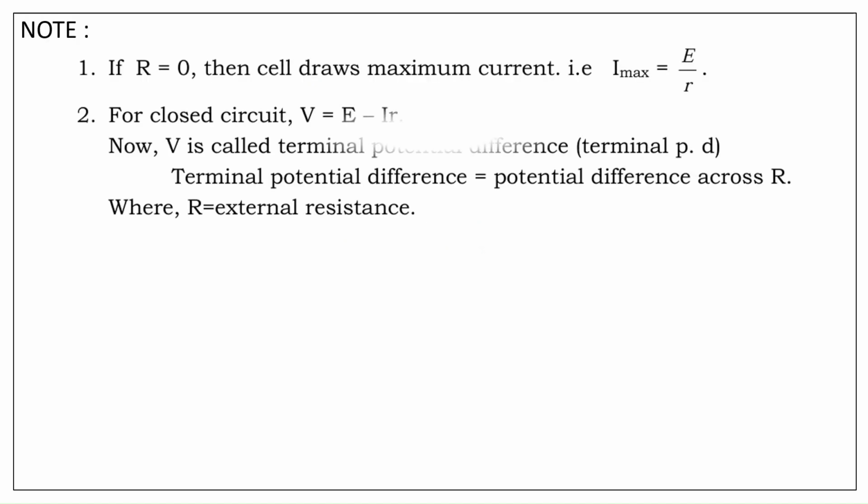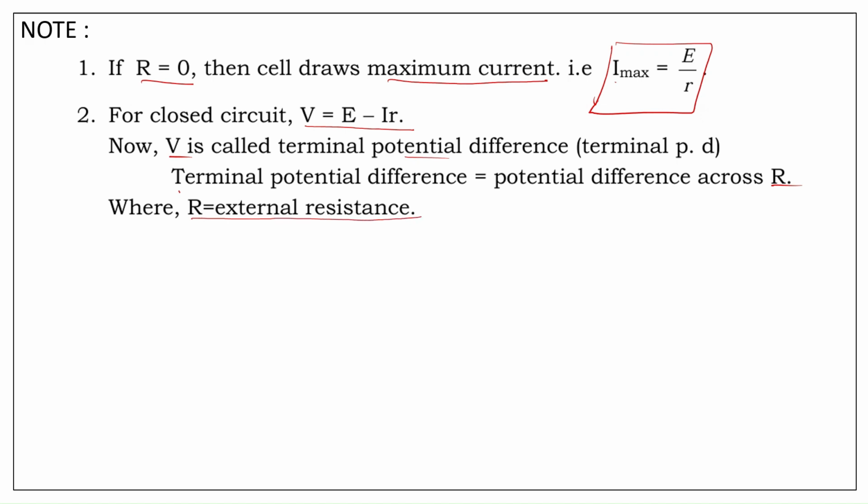Note 1. If R is equal to 0, then the cell draws maximum current. That is, Imax is equal to E by r. 2. For closed circuit, V is equal to E minus Ir. Now, V is called terminal potential difference, TPD. Terminal potential difference is equal to potential difference across R, where R is equal to external resistance.